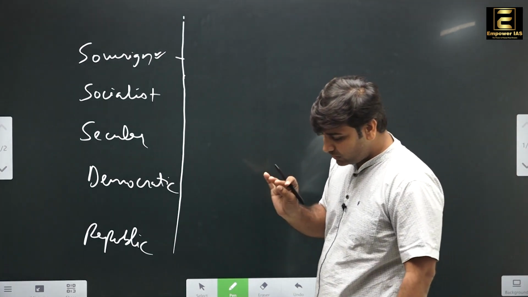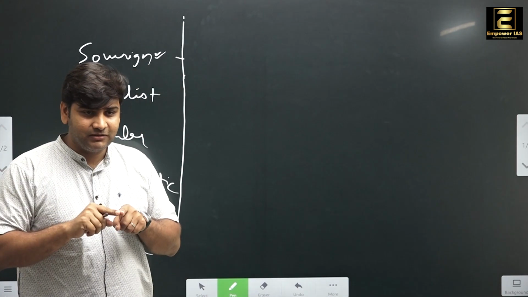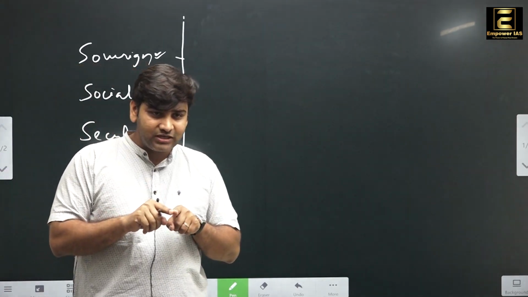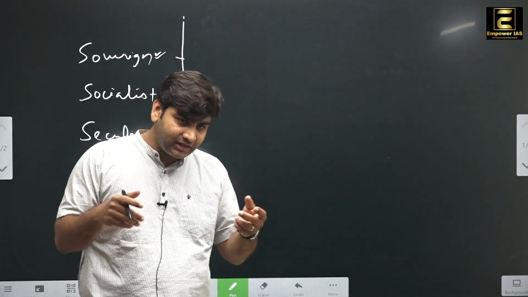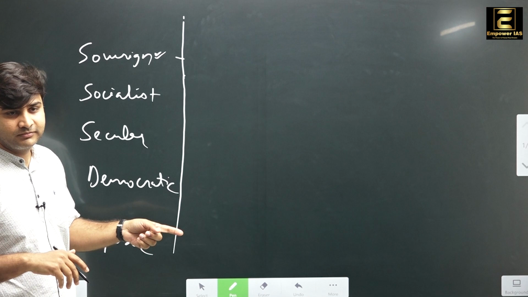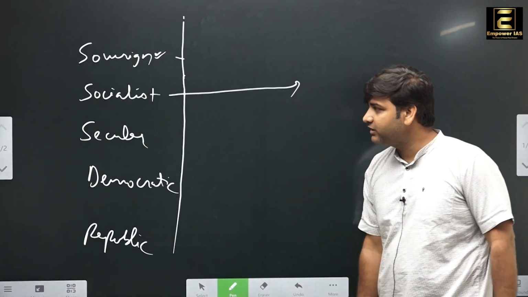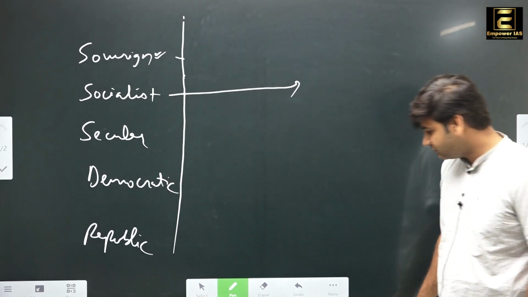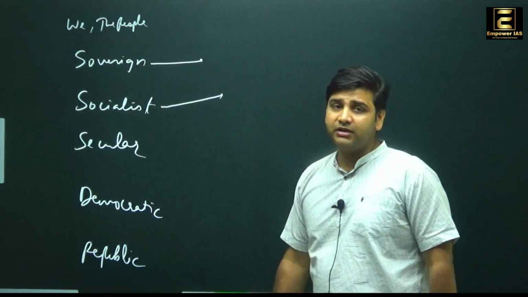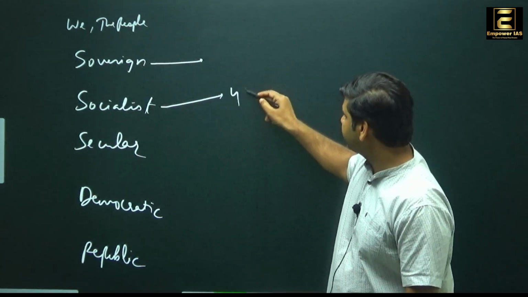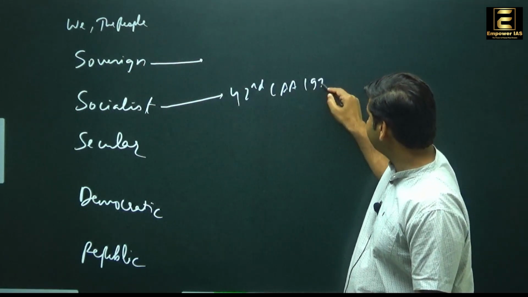Now, I think you will be getting the idea of what I was telling in the beginning, that everything in the constitution, and how the constitution is conducted and how the laws are made and interpreted, is linked to the preamble. Now coming to the second word, socialist. What does socialist mean? Socialist was added to the preamble by the 42nd Constitutional Amendment Act of 1976.